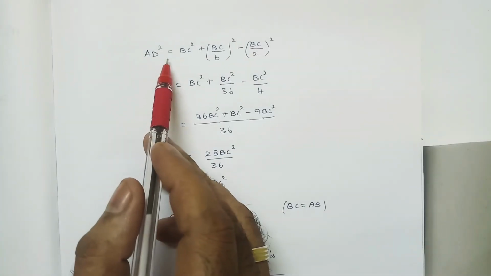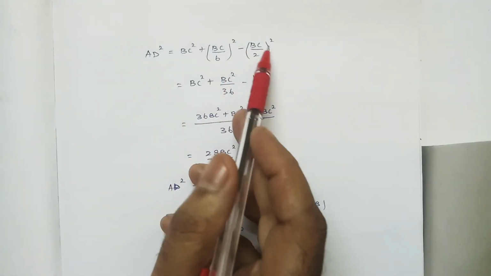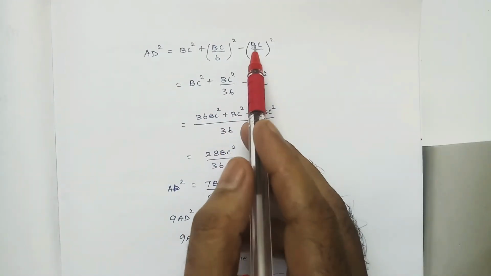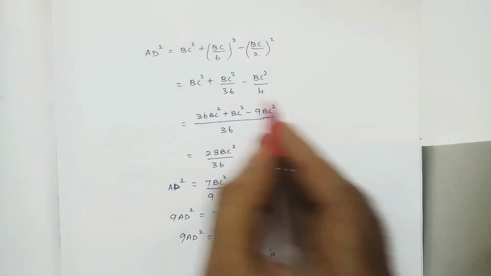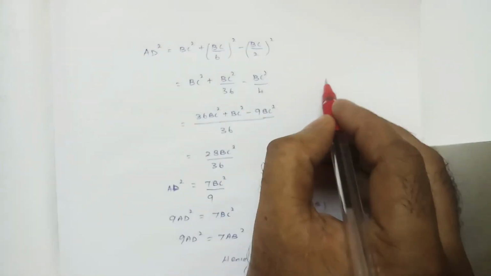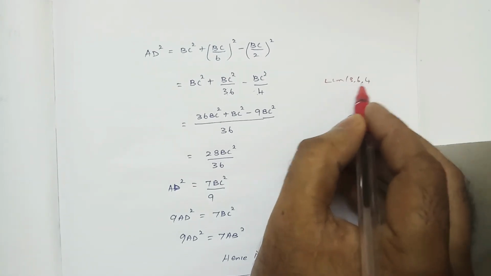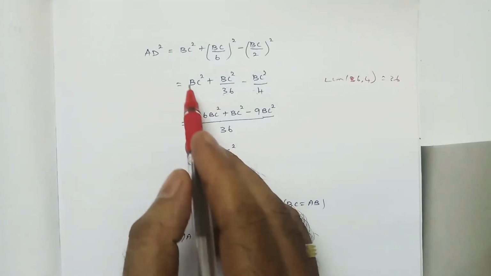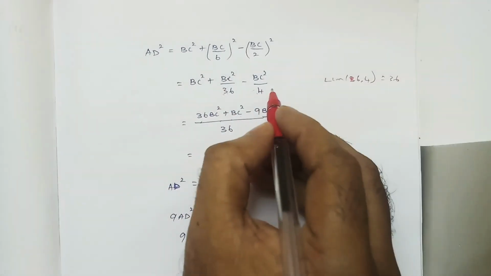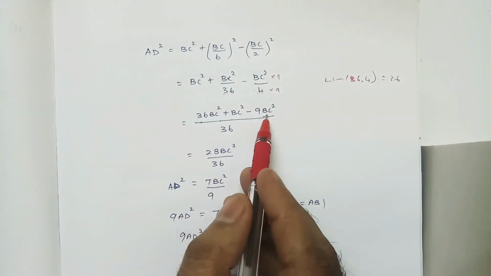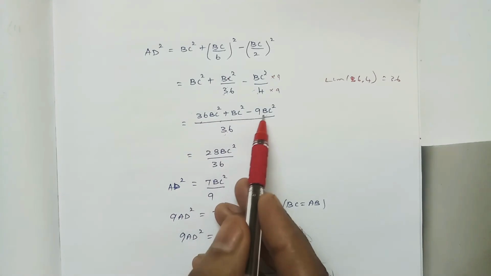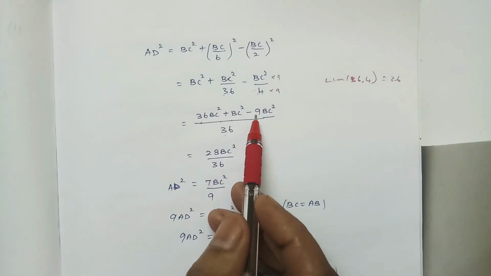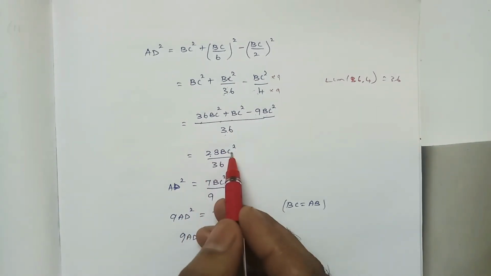So AD square is equal to BC square plus BC by 6 the whole square minus BC by 2 the whole square. Apply the square. So BC square plus BC square divided by 36, 6 square is 36, minus BC square by 4, 2 square is 4, right? Taking LCM of 36 and 4, the LCM is 36. So 36 into 1, 36 BC square plus BC square, and 4 into 9, 36, so 9 BC square, divided by 36. So all our like terms simplify: 36 plus 1 is 37 BC square, 37 minus 9 BC square, that is 28 BC square divided by 36.